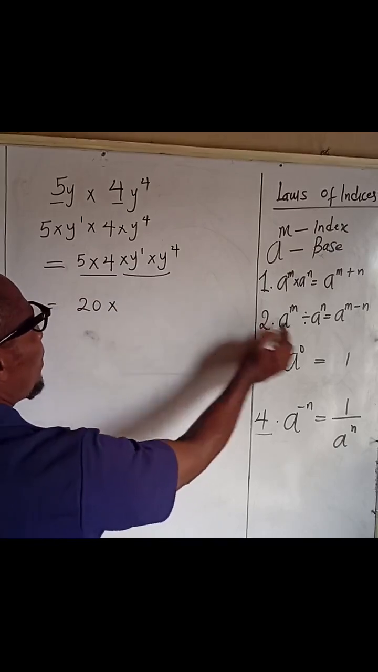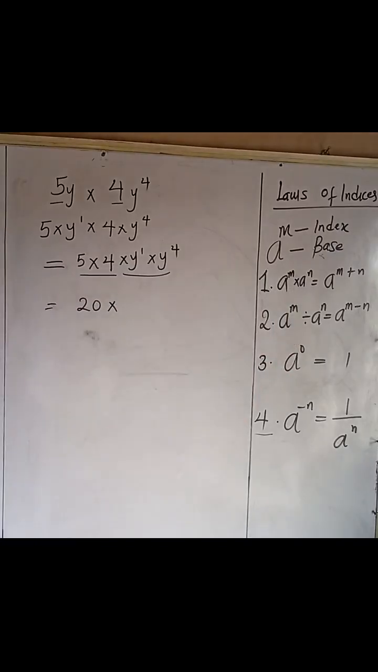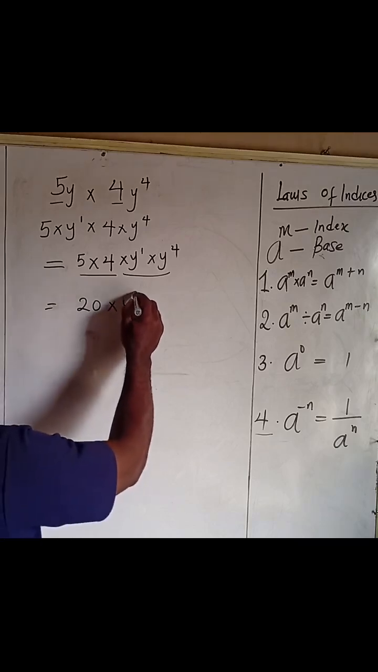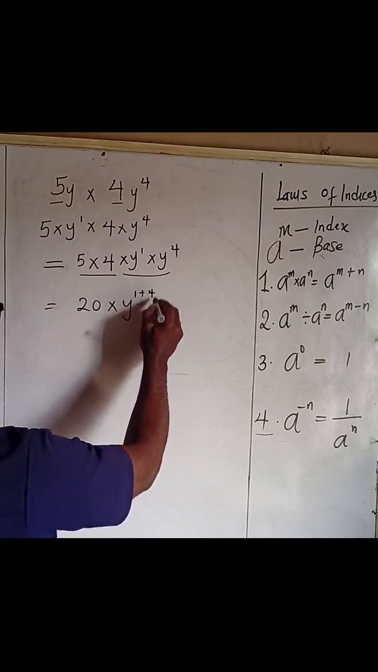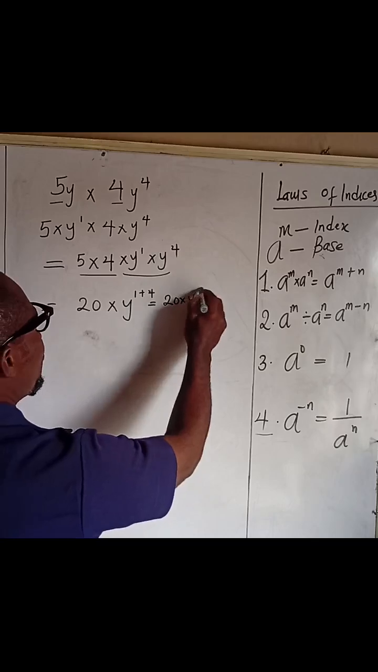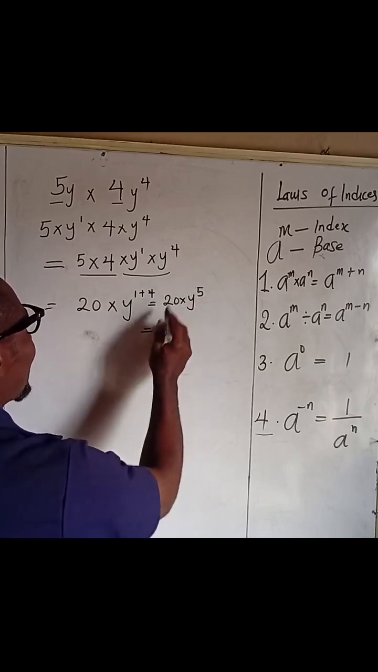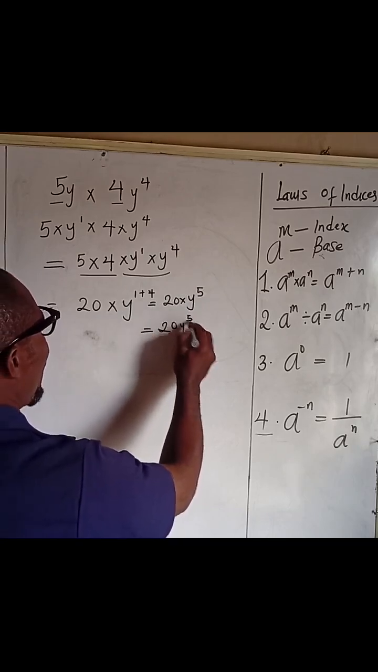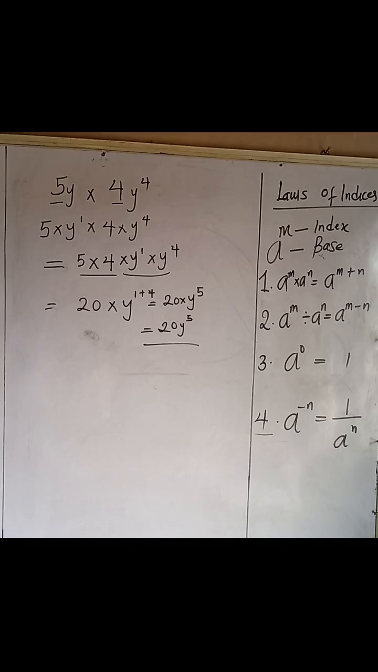So this area will now go back to the first law of indices. Wherever you take only one y, the powers become 1 plus 4, which will be 20 multiplied by y raised to power 5. So the final answer here is 20y raised to power 5. This is one of the examples that has a coefficient in the process.